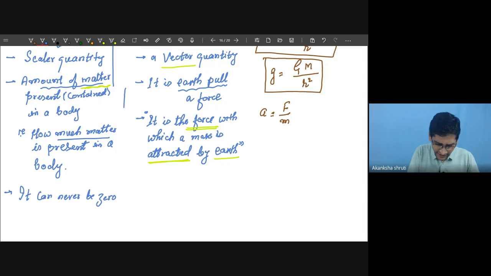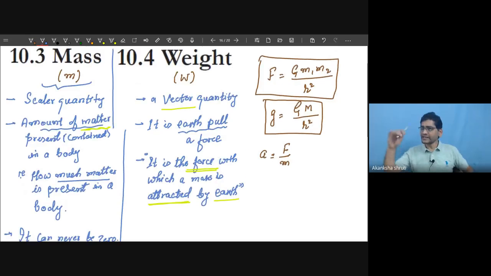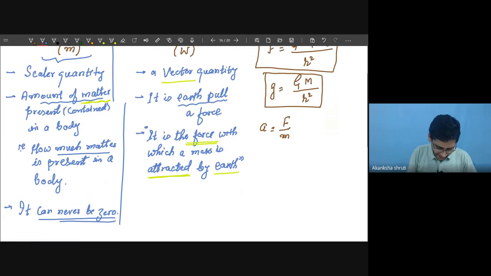Means if the matter is there, obviously it must possess mass. Wherever you go, whether you take this pen from this earth's surface to moon or in a satellite, the matter present in this pen will always remain the same. It will not change. So it can never be zero.